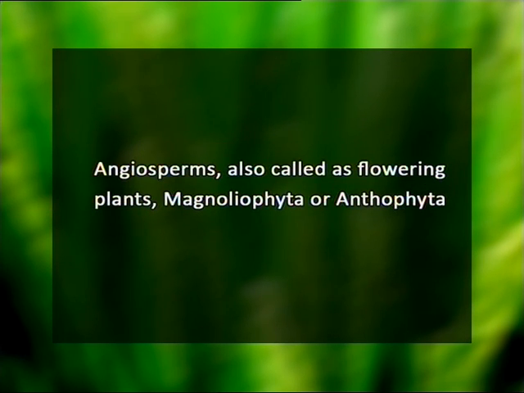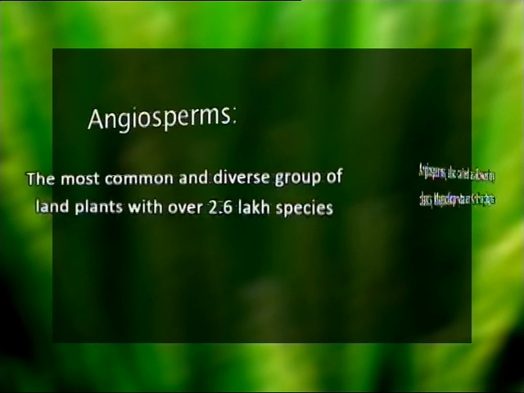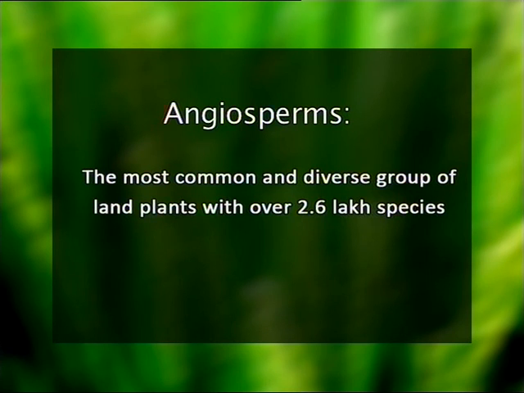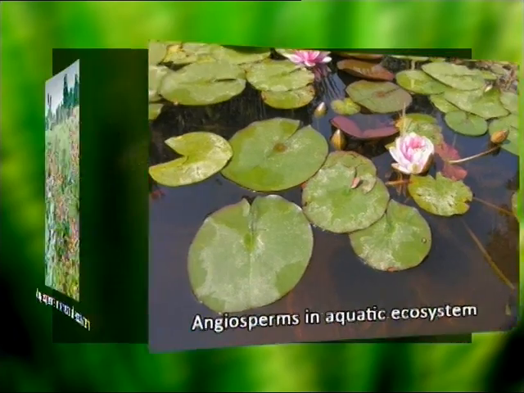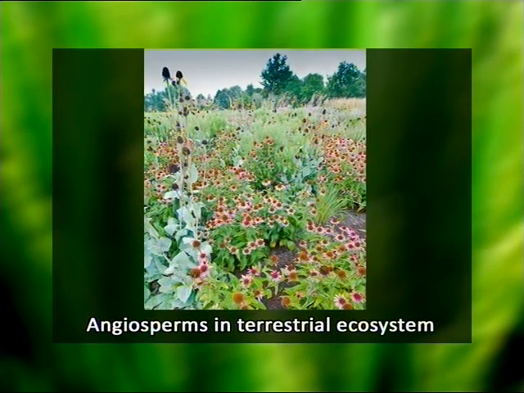The angiosperms, sometimes also called flowering plants or magnoliophyta, or a name given to these angiosperms is anthophyta. This is a group of plants which is the most common and diverse group of land plants, with over 2.6 lakh species distributed all over the world. These angiosperms grow virtually in every habitable region and are dominant in some aquatic and most of the terrestrial ecosystems.